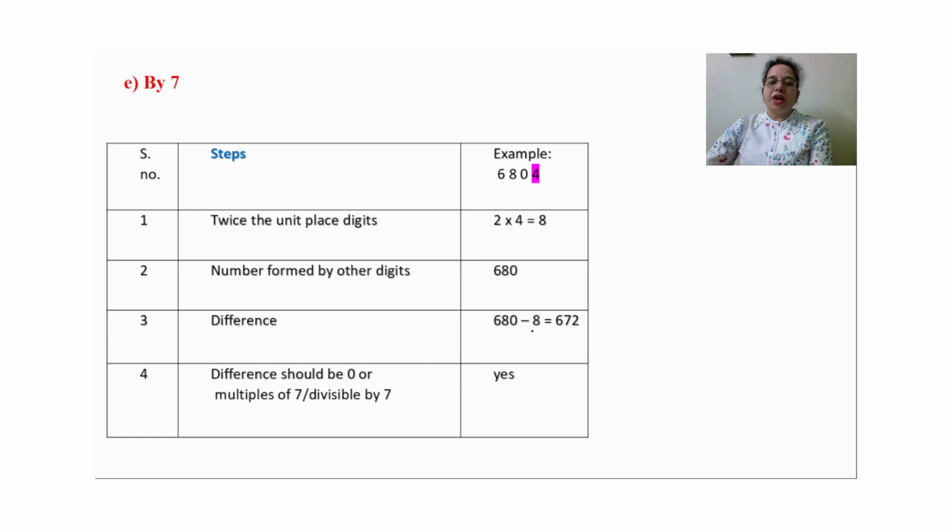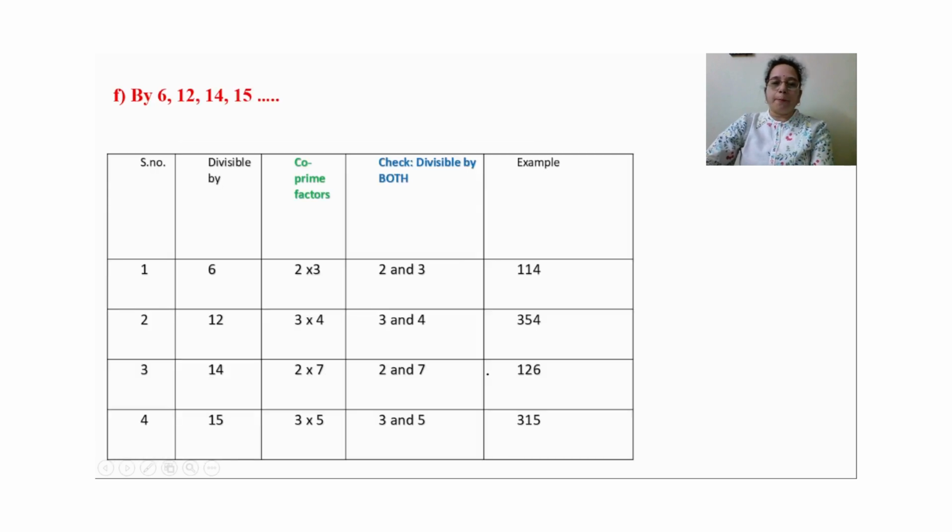So 680 minus 8 will give you 672, and the difference should be 0 or a multiple of 7 or divisible by 7. Then only the whole given number will be divisible by 7. So this number is divisible by 7. Therefore, this given number is divisible by 7.